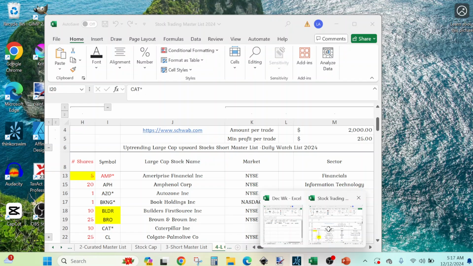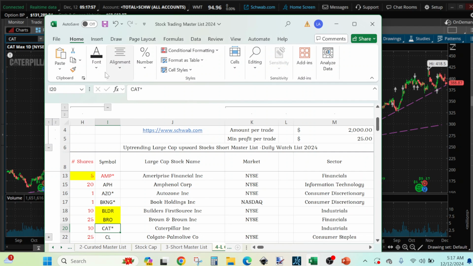So let's put a red again today. If we see a green bar today, we can buy.